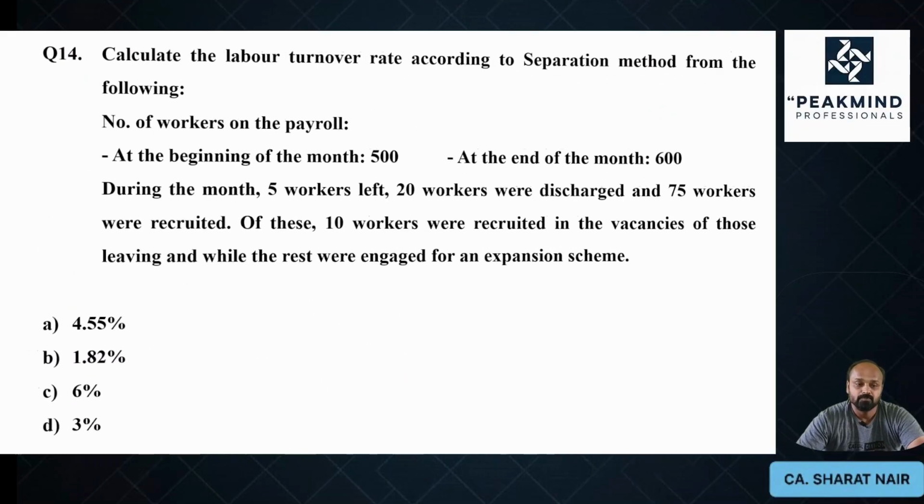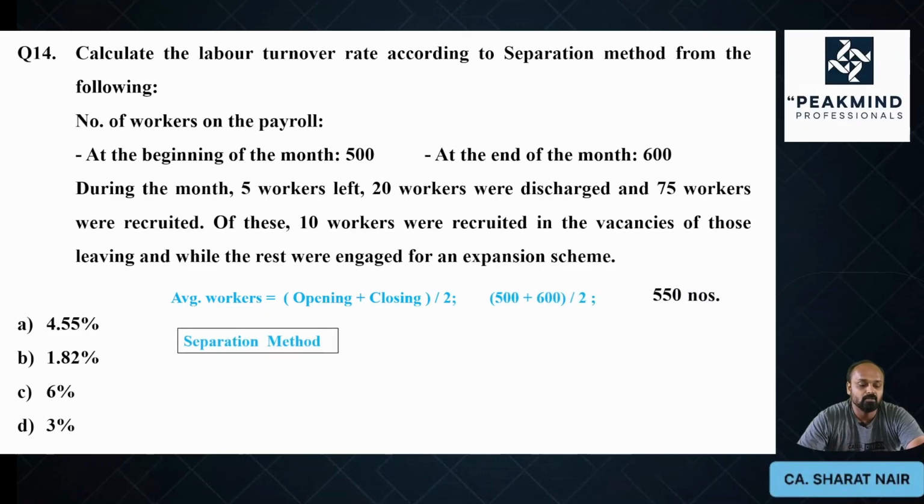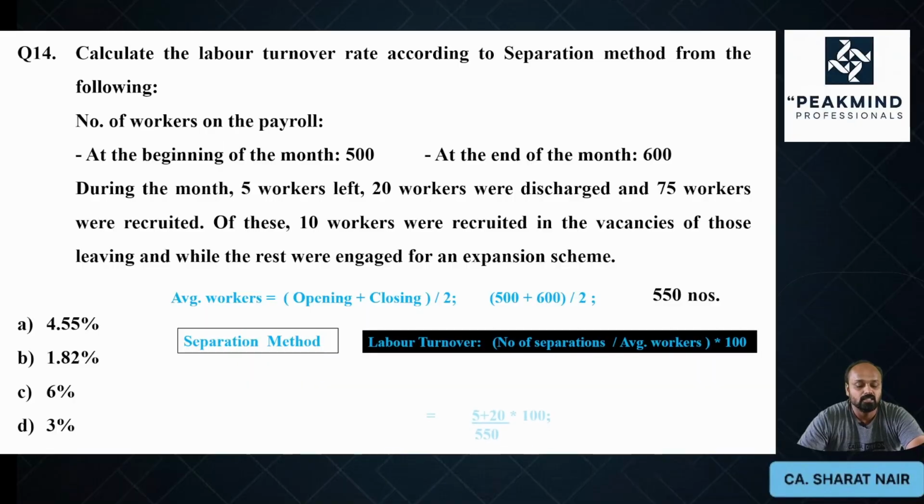Going further, next question, similar question. Here they are asking us to find labor turnover under the separation method. Same question. So without wasting time, the average number of workers will be the same, which we have computed, (500 + 600) by 2, 550. Number of separations, for that we need to apply the separation method labor turnover formula. Number of separations divided by average number of workers, which will be nothing but 5 plus 20.